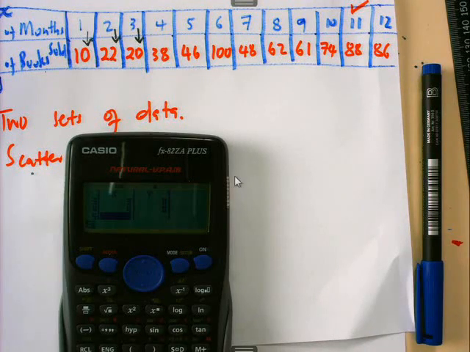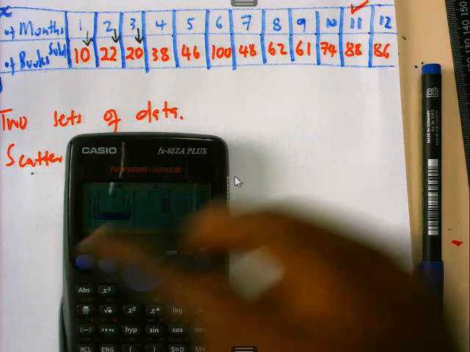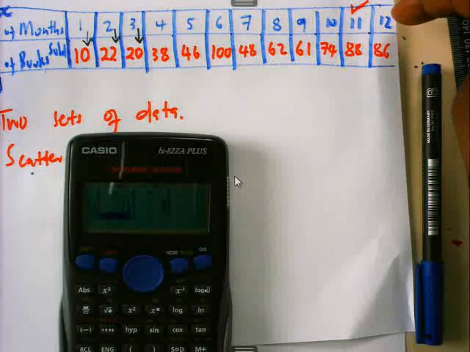Then you go 5, and I say equals on my calculator, 6 equals, 7 equals, 8 equals, 9 equals, 10 equals, 11 equals, 12 equals. Very good. There we are. You see we have entered all the numbers that we had on the first set of data there.